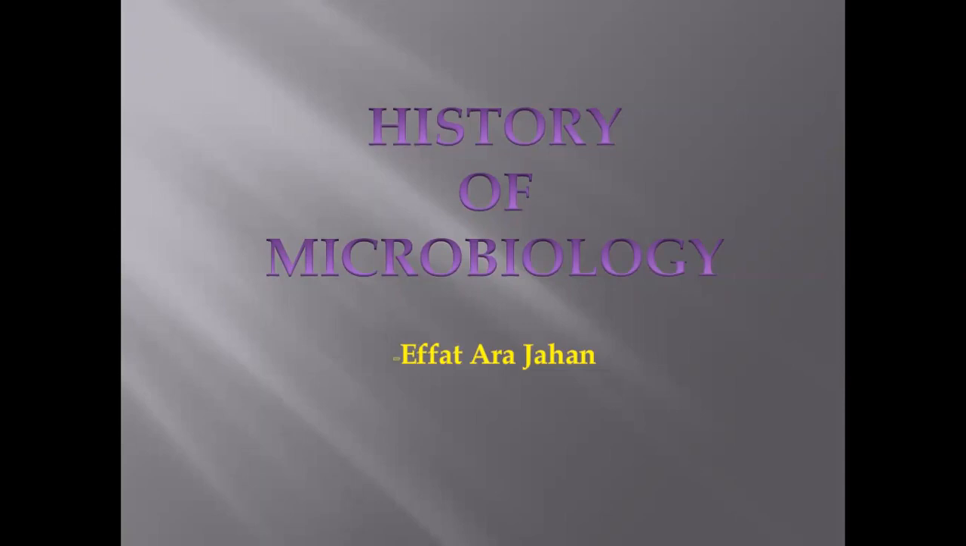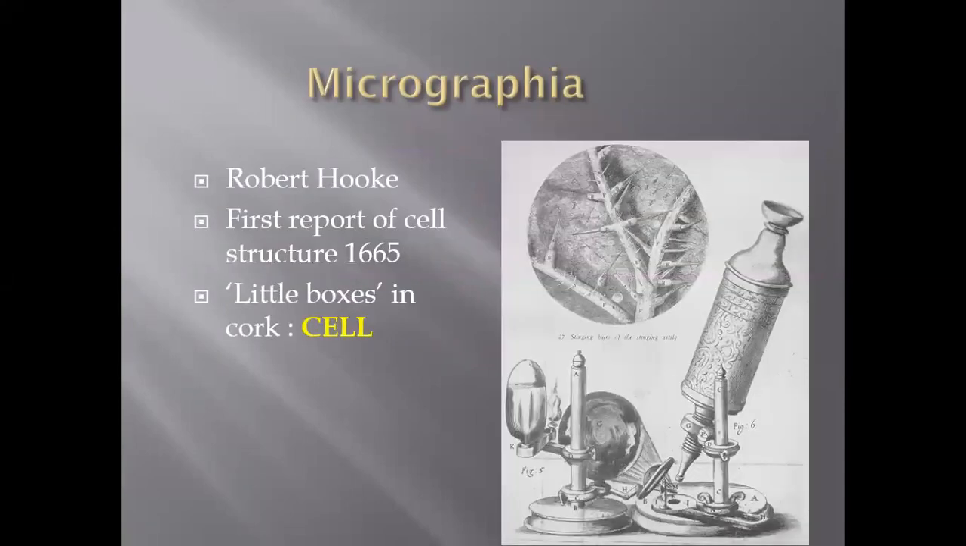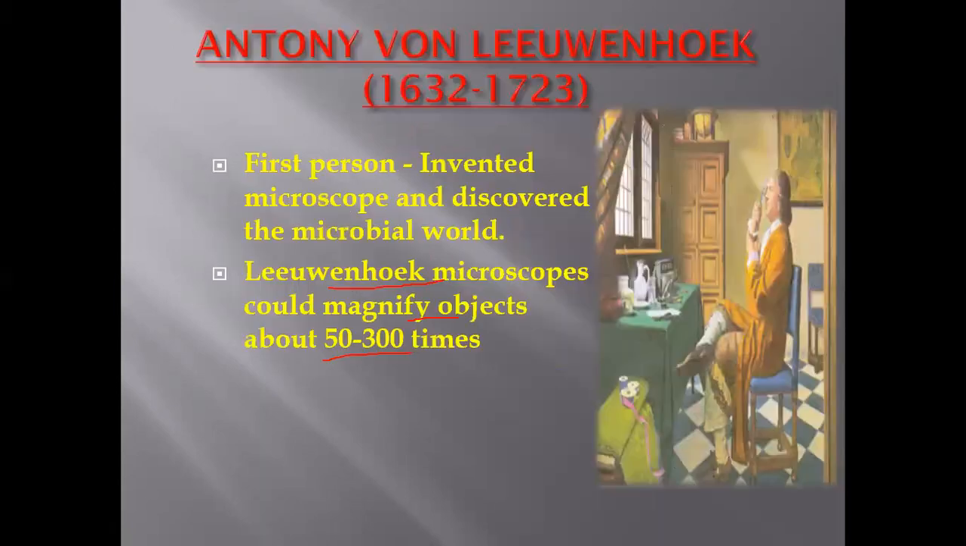Okay, so first of all, how was the cell discovered? The cell was discovered by Robert Hooke in 1665. He observed some cork from a bottle, and he saw that there were some little boxes there, and he named them cells. In this way, the cell was discovered.